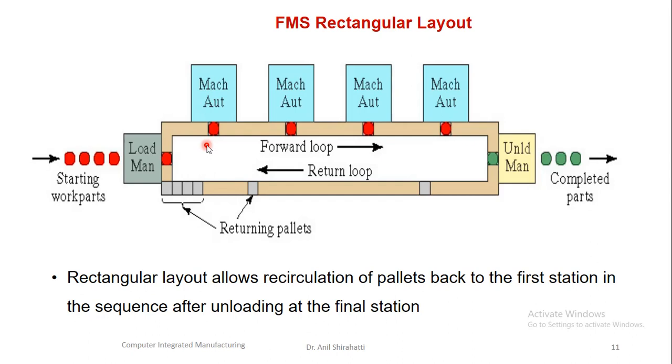Third is a rectangular layout. The only difference between the loop and rectangular is the shape, and in rectangular, loading and unloading goes from left to right. So here forward loops and return loops are possible, okay.